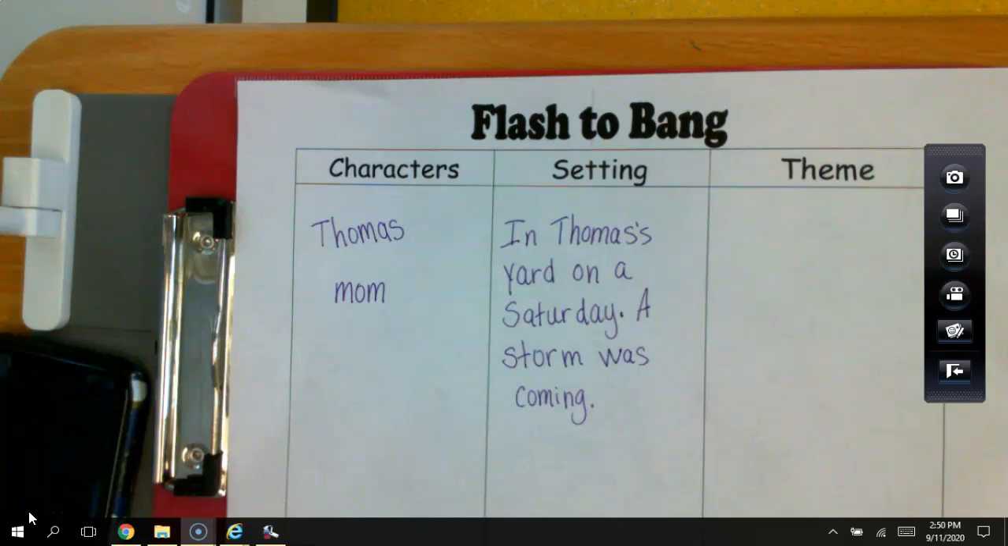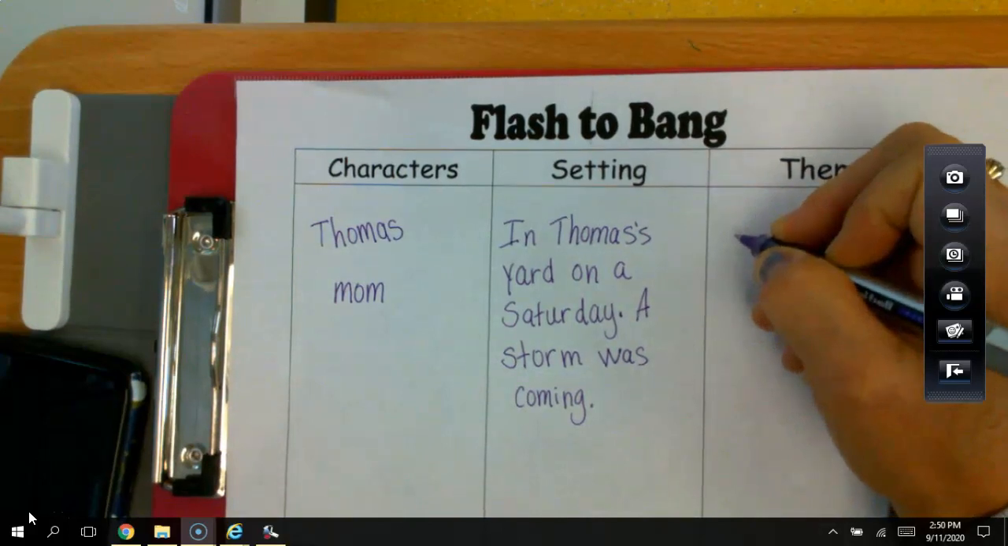So you see, boys and girls, even though Thomas couldn't do what he wanted to do on that Saturday, which was play outside and have a lot of fun, and he was really disappointed that it was raining, he had a lot of fun learning something new from his mom. How cool is that? So the theme of this story is that you can have fun doing something new, even if it wasn't planned. So I'm going to write that.